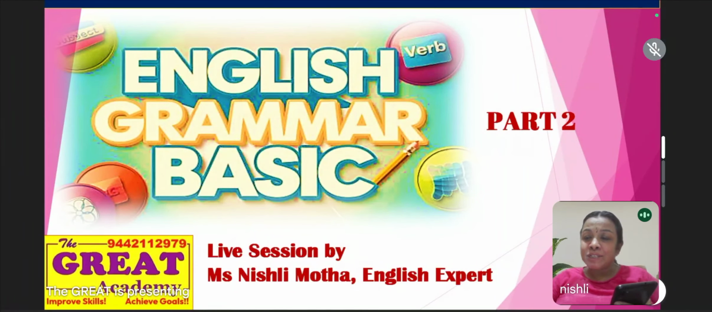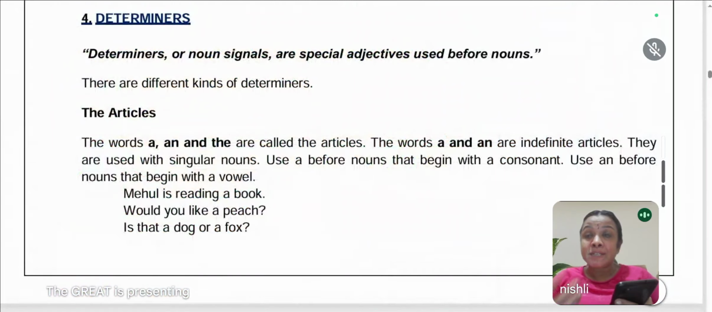Last week we had a session and today I'm going to continue the same session with some more grammar to be taught. Some important chapters in grammar which are very essential, and today we start with determiners. Determiners are very important.